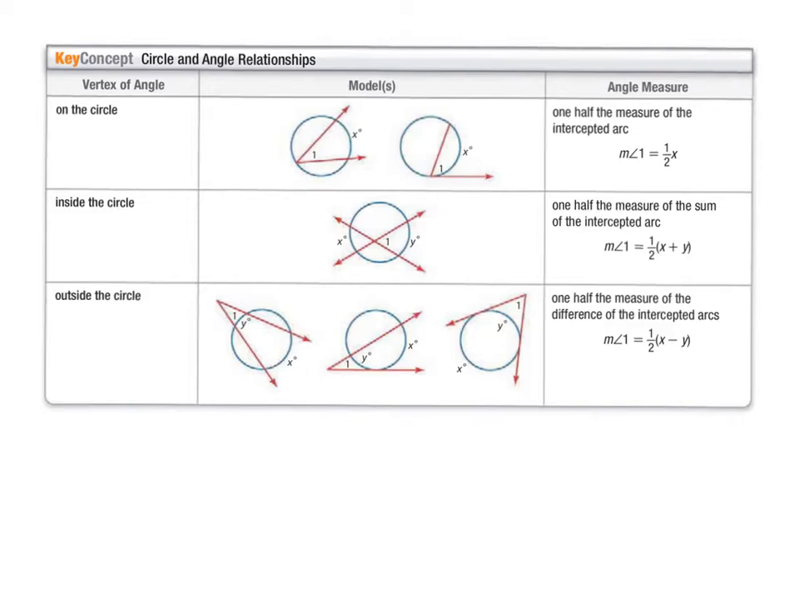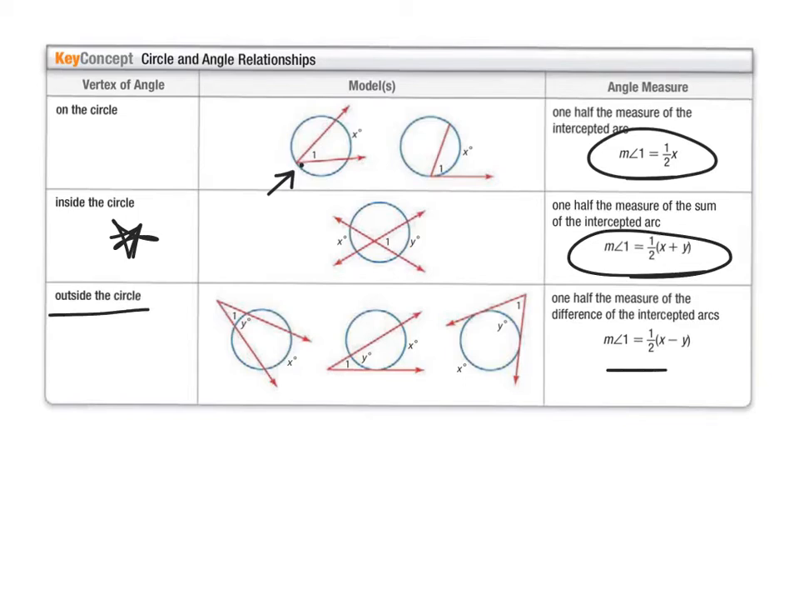For example, the first part of the chart is saying if you have intersections that happen on the circle, like the vertex of this angle is on the circle, then this is the formula that you would use in order to find a missing piece of information. If the intersection happens inside the circle, like in this example right here, the second example, then this is the formula that you use. And if an intersection happens outside the circle, then this is the formula that you would use. That's what we did today.